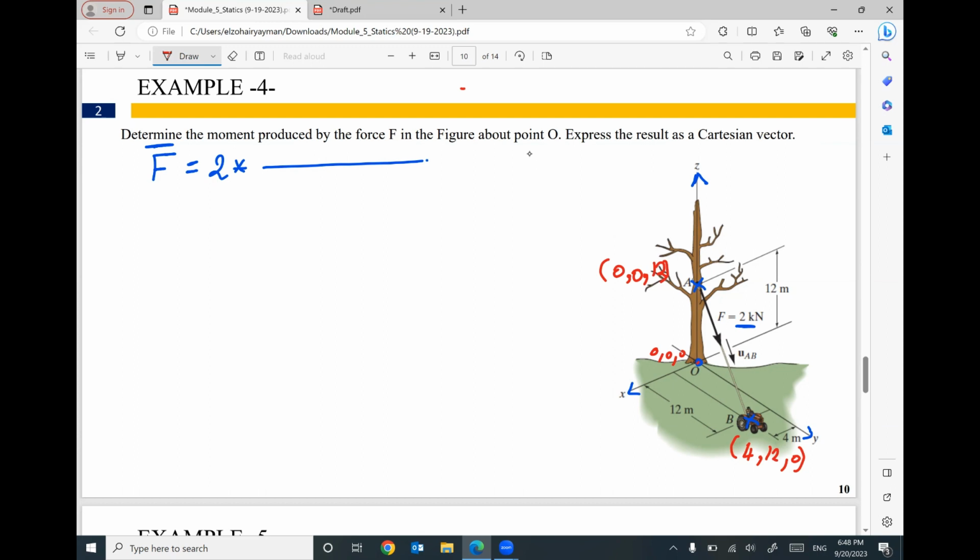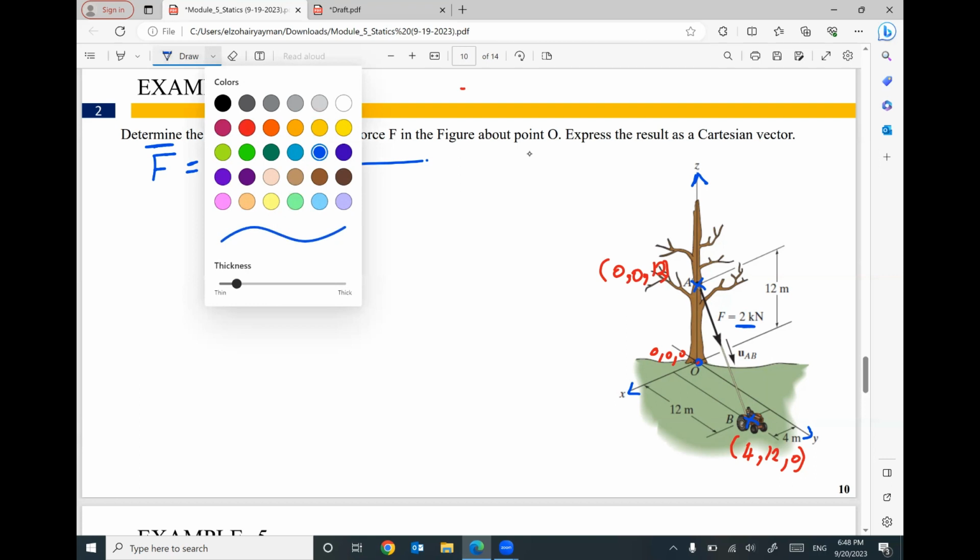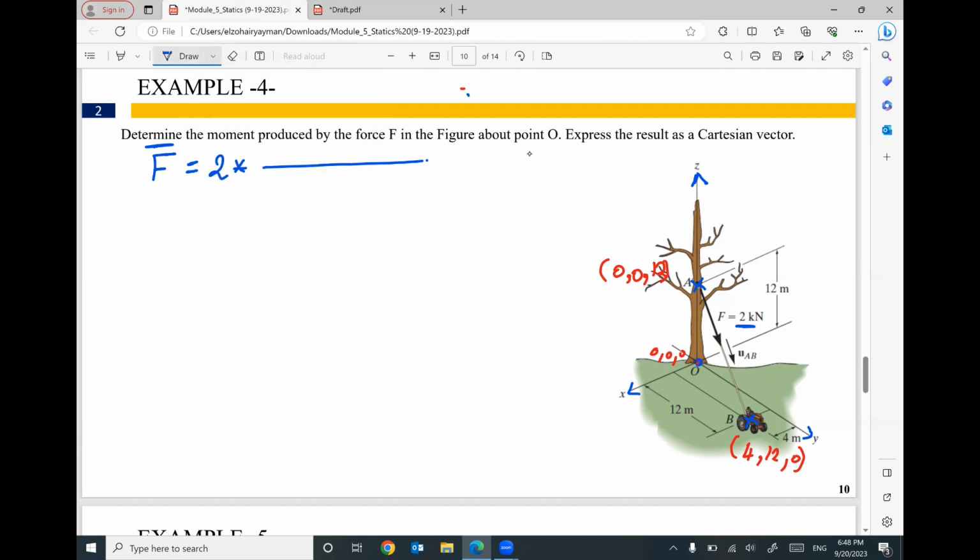As we learned before, if you would like to figure out the coordinates, you have to move from the origin to the point. So how did you move in X? How did you move in Y? How did you move in Z? Now I can do the math to convert your force to a vector. Since the force is going from A to B, so B minus A. 4 minus 0 I plus 12 minus 0 J plus 0 minus 12 K divided by the square root of 4 squared plus 12 squared plus 12 squared.